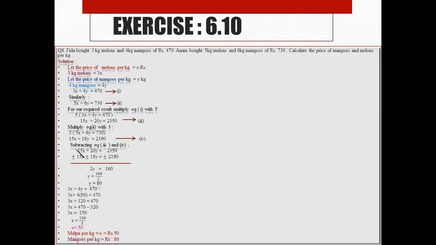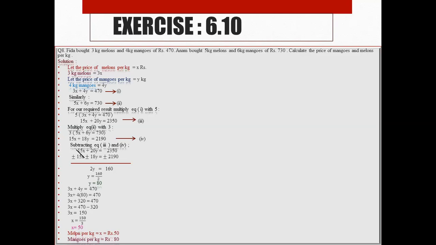Now see on the screen, 5 into 3x plus 4y is equal to 470. Now each term of this equation will be multiplied with 5. Not only x, all the terms, also 4y, also 470. When we multiply 5 with 3x, 15x plus 20y is equal to 2350. And when we multiply equation 2 with 3, again 3 5s are 15 plus 3 6s are 18 is equal to 730 multiplied by 3 is 2190.